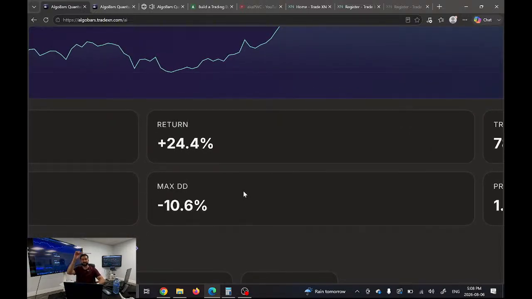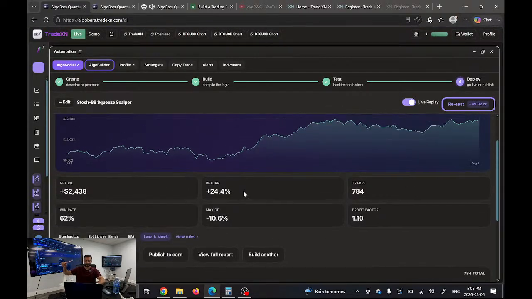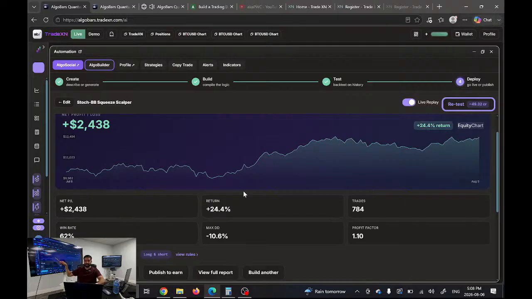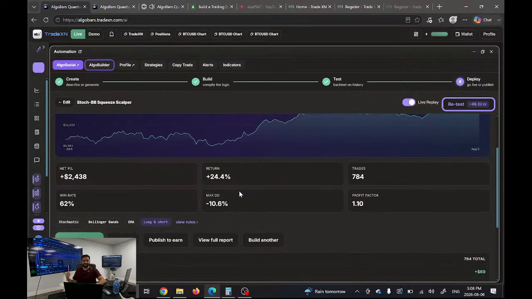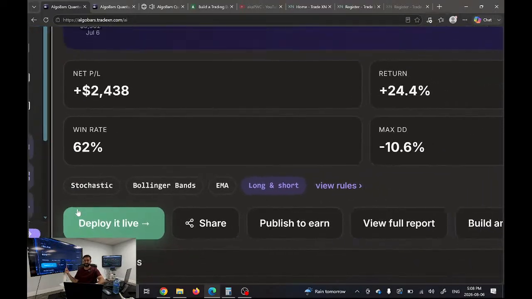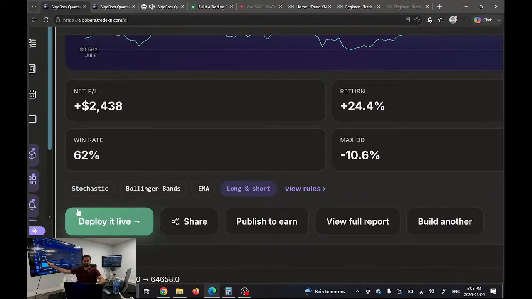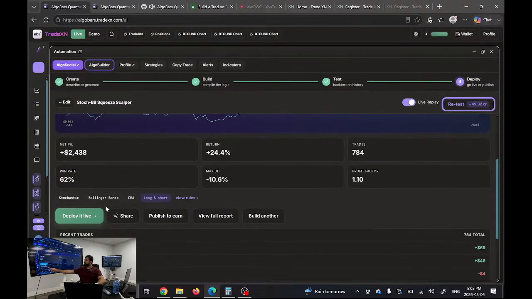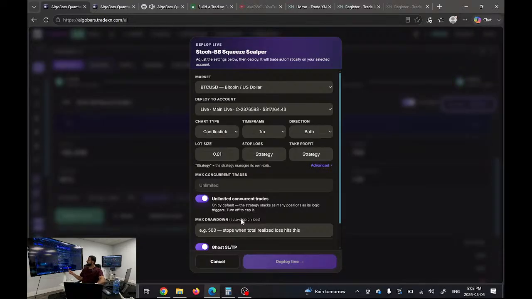That means your account only came down negative 10% before continuing on and making 24% in a month. That's crazy. Now here's the cool thing. If you like this strategy, 62% win rate, really good, all I need to do is click this green button, deploy it live, okay? And then there you go.